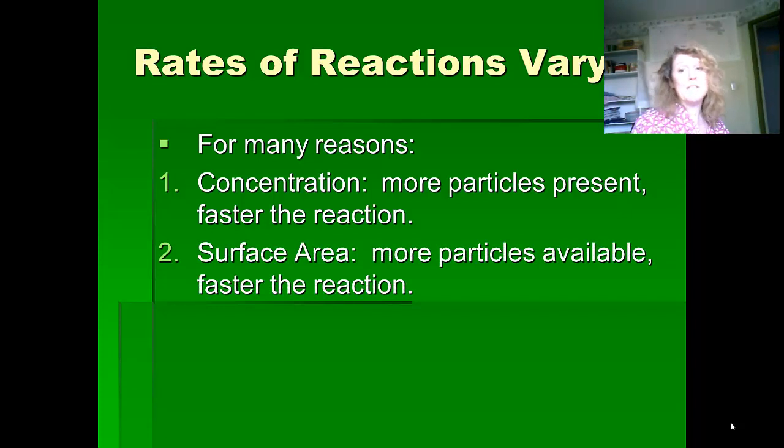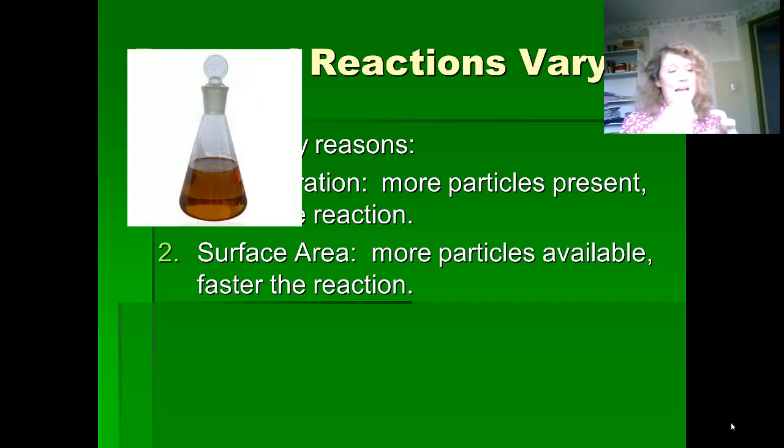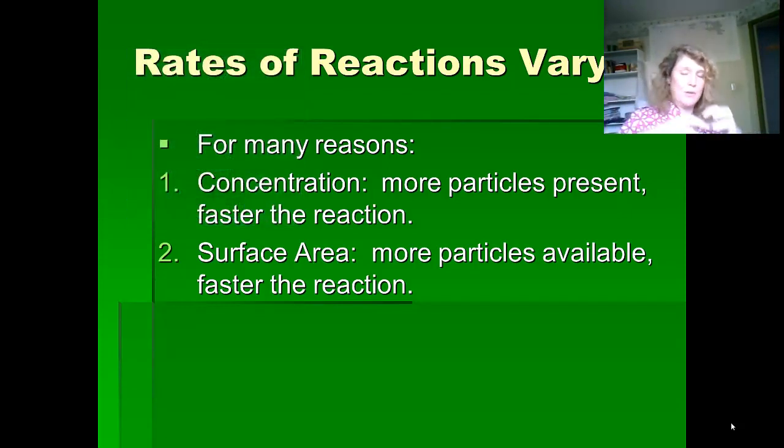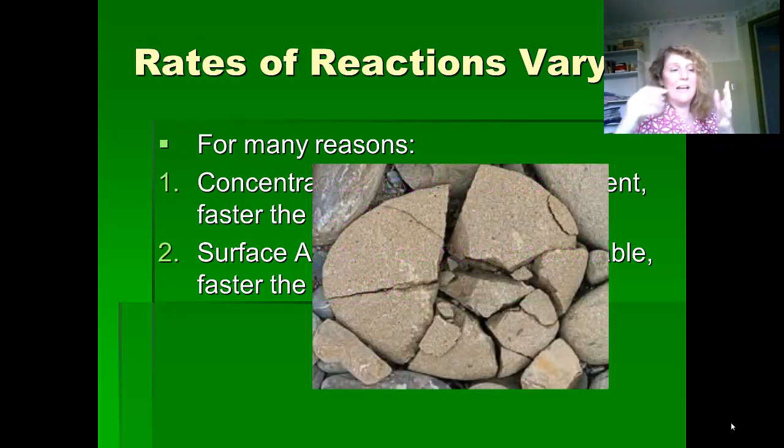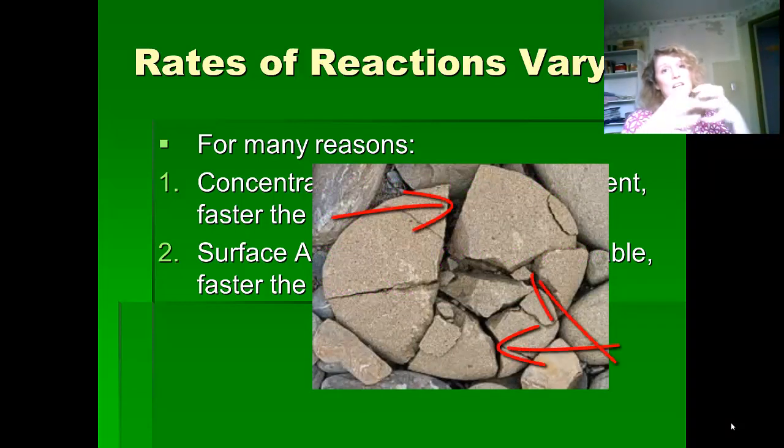Second way is surface area, because the more particles that are available, the faster the reaction. So if you have this big chunk of something and you're trying to eat it away with acid or something like that, and you pour it on top, yeah, it'll work, but it'll take a while to get down through the layers and the layers and the layers. If you break it up into a bunch of little pieces, now it can get at all of the surface area, and it can eat it away from the inside out as well, and so that will happen faster.